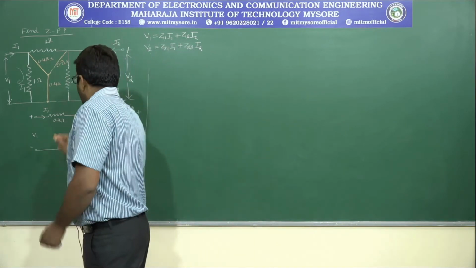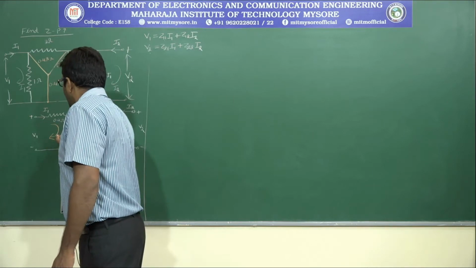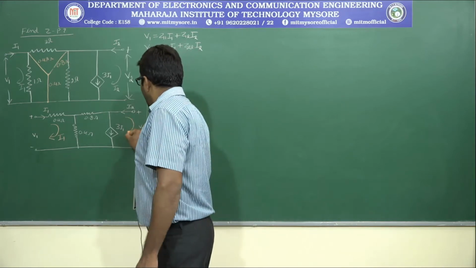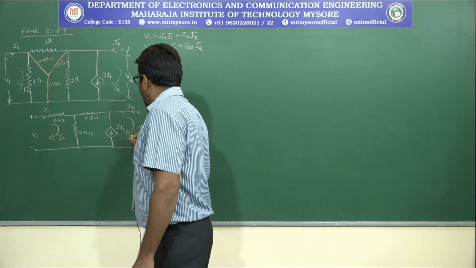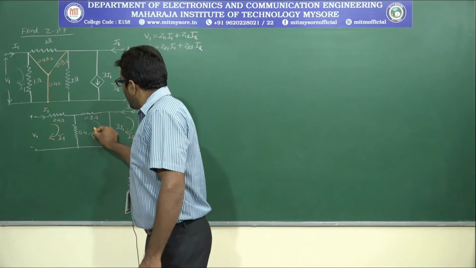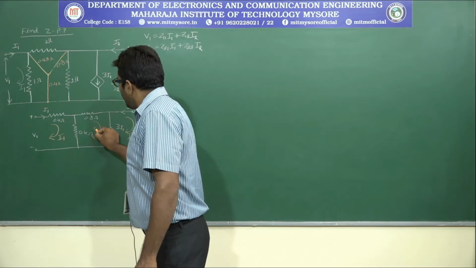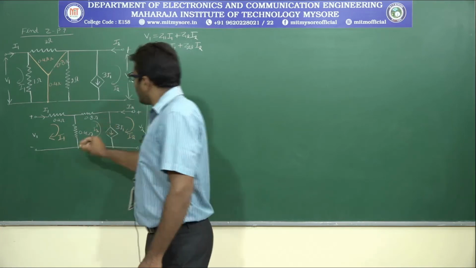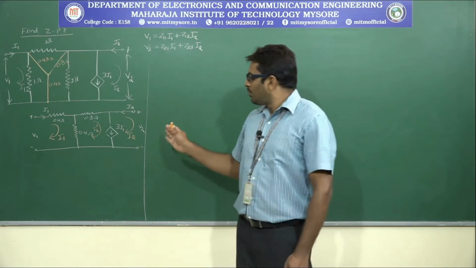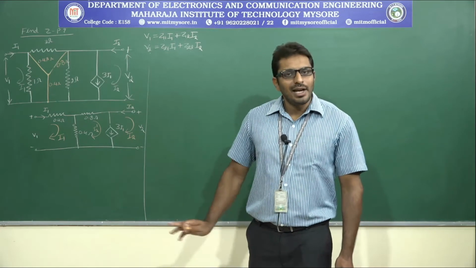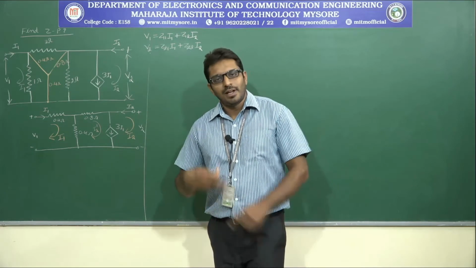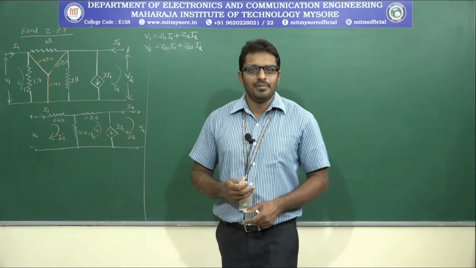What is the current flowing in loop 1? Let me represent it by I1. The current flowing in the output port is I2, but the current flowing in the intermediate loop, let me represent by I2 dash, because the input port current is always I1 and the output port current is always I2. We need to represent the intermediate loop currents by some other variables.